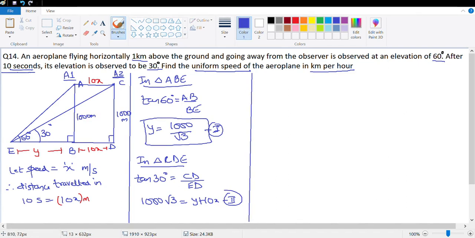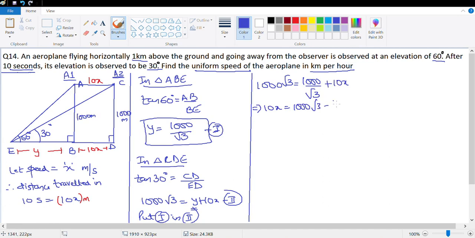What do I have to calculate? I need to calculate x, which means let me equate y. So instead of y here, put it in equation 2, which is y is equal to something, which means 1000 root 3 is equal to y, which is 1000 upon root 3 plus 10x, which means 10x is equal to 1000 root 3 minus 1000 upon root 3.